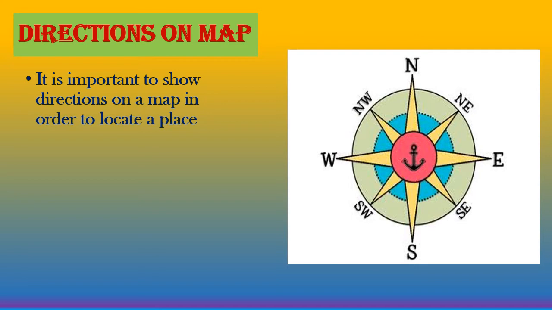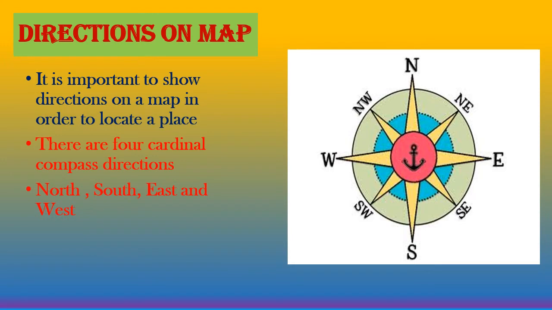Cardinal directions are one set of directions that people use around the world. The four cardinal directions are north, south, east, and west. These directions use the rising and setting of the sun as reference points.